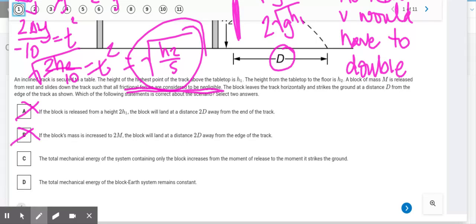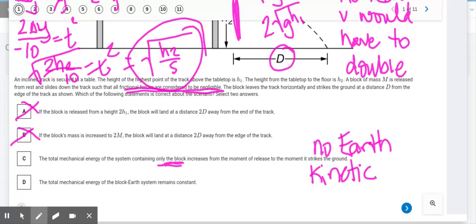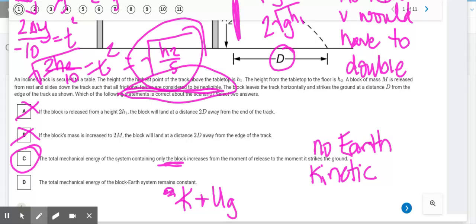Let's look. The total mechanical energy of the system containing only the block increases from the moment of release to the moment it strikes the ground. So only the block means no Earth. The only mechanical energy you can have for a single object would be kinetic. Does the kinetic energy increase from the moment it releases to the moment it hits the ground? Yes, because the speed increases. So this, yes. The total mechanical energy of the block-Earth system remains constant. So this is kinetic plus UG. Yes, because friction is negligible. So yes, that's true.